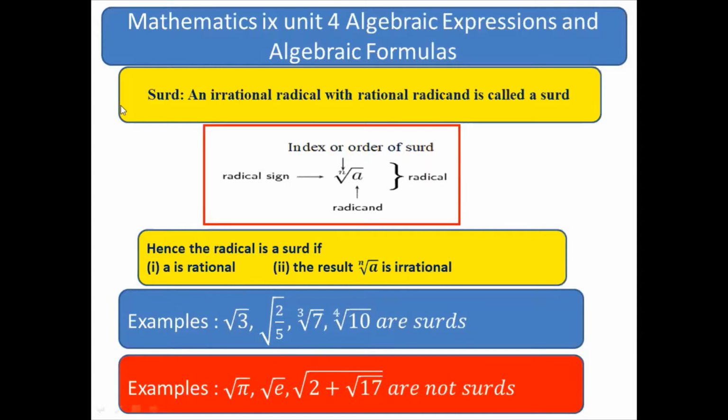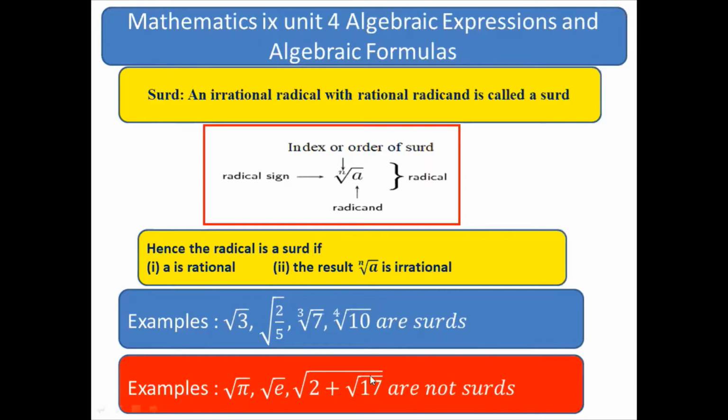So these are some examples of surds. Now let's see some examples of radicals which are not surds. Square root of pi: since pi is an irrational number, this is not a surd. Square root of e: since e is an irrational number, we can say that this radical, square root of e, is not a surd.